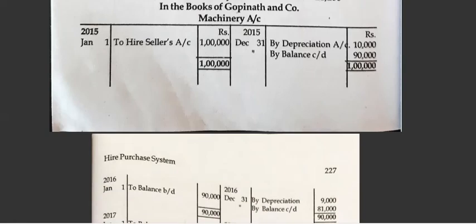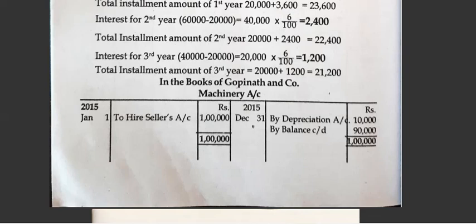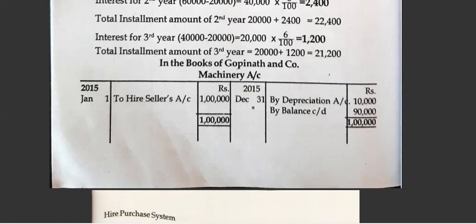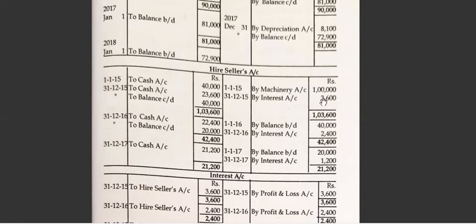Now the first entry, the purchase entry for the first year: machinery account debited to hire seller account. This is the cash price. Now go to the hire seller account: by machinery account, 1 lakh rupees. Next will be the down payment. The down payment entry will be hire seller's account debited to cash account. So on 1/1/2015, to cash account 40,000. After that the entry will be the interest entry: interest account debited to hire seller. The date will be the ending date, 31/12/2015.